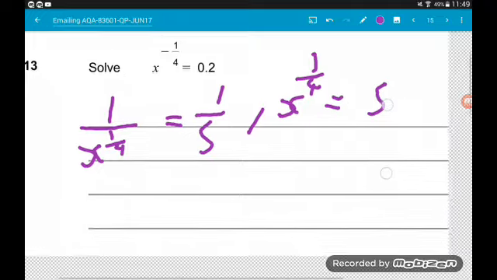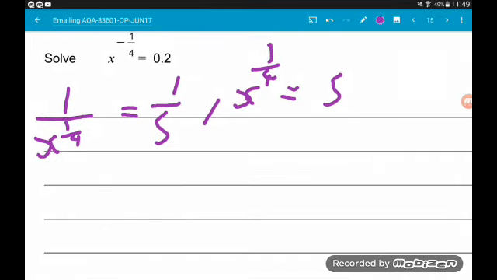So how do we undo a power of a quarter? Well, the inverse of a quarter power is to set stuff to the power of 4. So here we want to set both sides to the power of 4. Now that will give us x is equal to 5 to the power of 4.